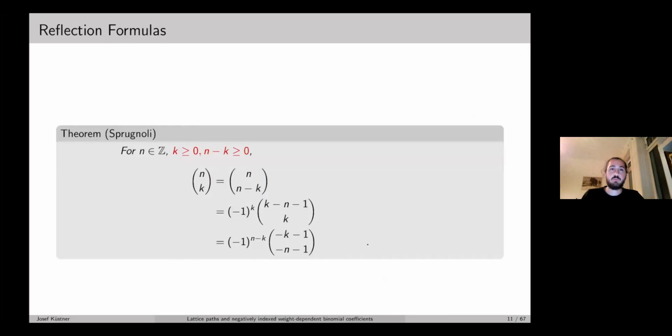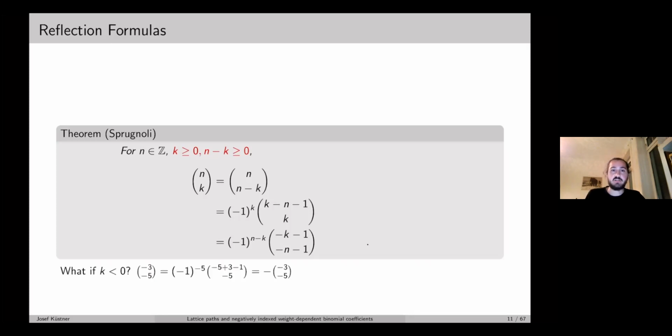Okay, and there's a theorem by Sprugnoli that expresses exactly these correlations that I just showed you, these reflection formulas. So n choose k is equal to n choose n minus k. I didn't show that, but that's clear. And then we have the other two, but there we have a lot of restrictions. So k is bigger or equal to 0 and n minus k is bigger or equal to 0. And we can fix that by introducing a sign.